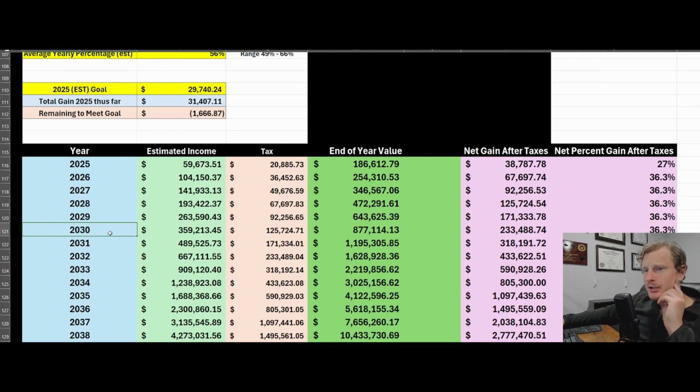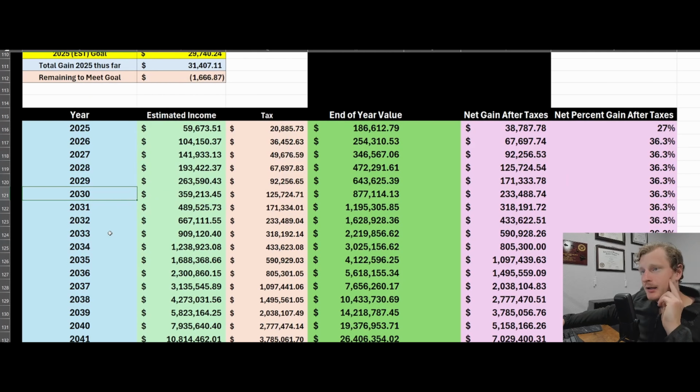But 2030 will be a great time to reevaluate, hey, could I potentially get off my W-2 income and just be a full-time trader? And I wouldn't really be a full-time trader. I would do exactly what I'm doing now.